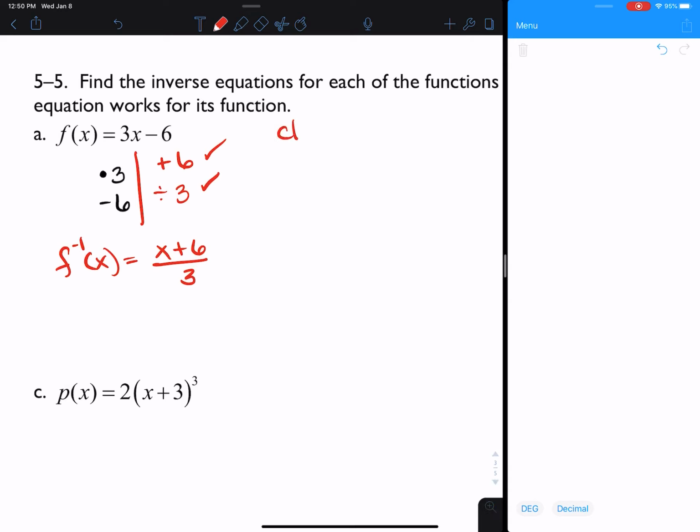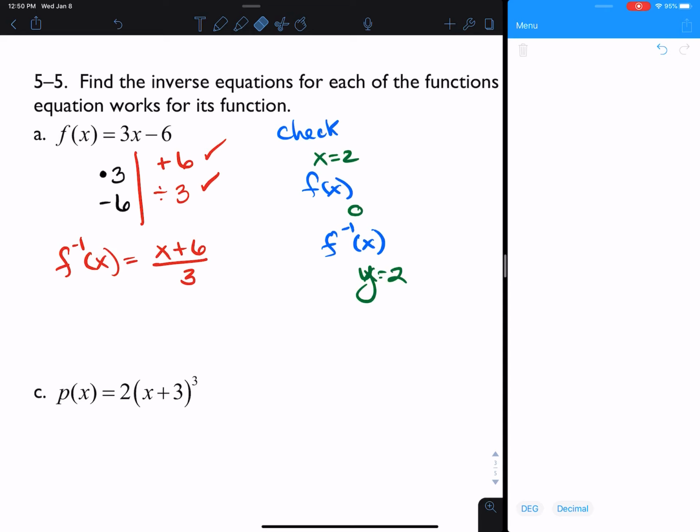Now to check, here's my check. In fact, let me use a different color here. So to check, I'm going to pick an input and plug that into the original function, f of x. Whatever comes out is now the input for f inverse of x. Okay, so let's pick some number here. I like to pick numbers that are small and easy to work with, so I'll say x is 2. So if x is 2, I'll do a little mental math. 3 times 2 is 6, 6 minus 6 is 0. So the output is 0. So now the input for the next machine is 0. So 0 plus 6 is 6, 6 divided by 3, that's y equals 2.